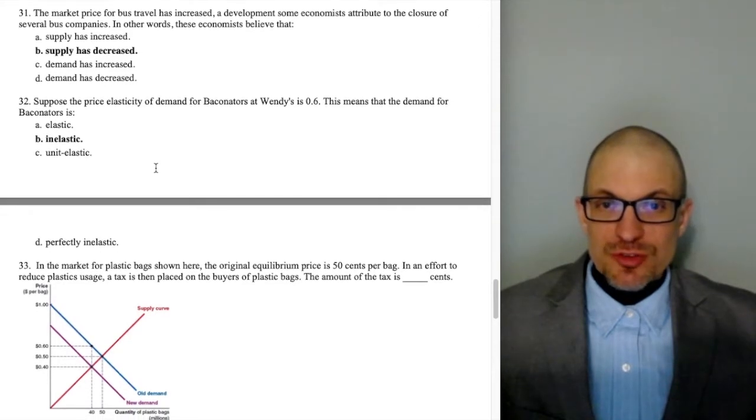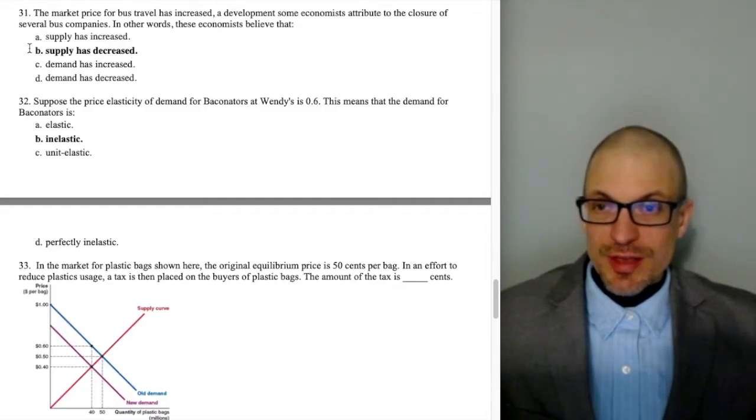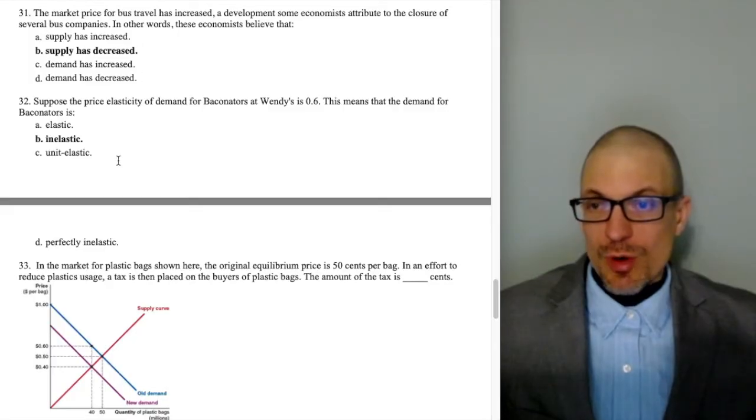Market price for bus travel has increased. Development some economists attribute to the closure of several bus companies. In other words, economists believe closure of bus companies is going to be a decrease in supply, reduction in the number of sellers in the market. That's a leftward shift of supply that will lead to a higher price and lower quantity.